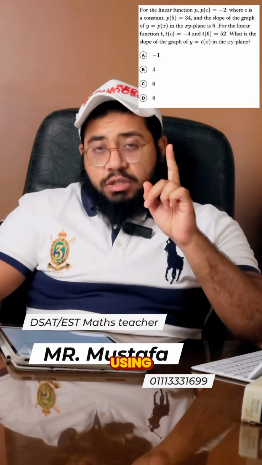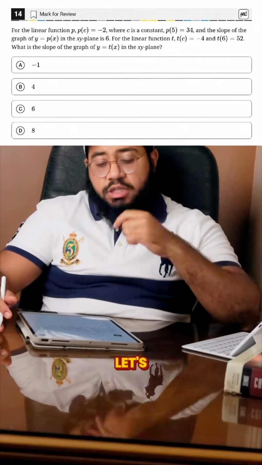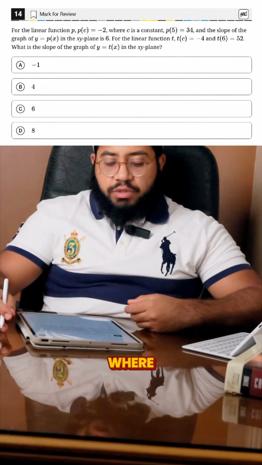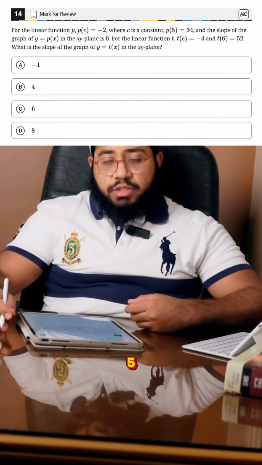Can you solve this question using Desmos without getting it wrong? Let's see how. For the linear function p of x, where c is a constant, p of c is equal to -2, and p of 5 is equal to 34.